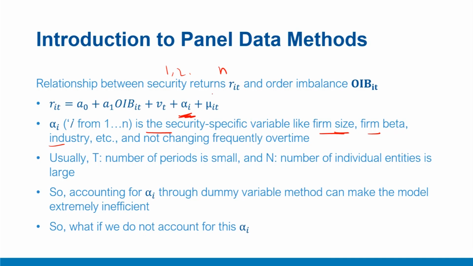In general, and also in this example like we discussed, this t period is rather small, while the number of entities like securities in this case is rather large. So it is quite easy to model this t through dummy variable approach. But imagine, for example, if you have 100 to 1000 securities and you put n-1 dummies, for example 99 or 999 dummy variables, that would make the model extremely unparsimonious. And therefore accounting for this alpha i, or what we also call in technical terms unobserved heterogeneity, through dummy variable method can make the model extremely inefficient.